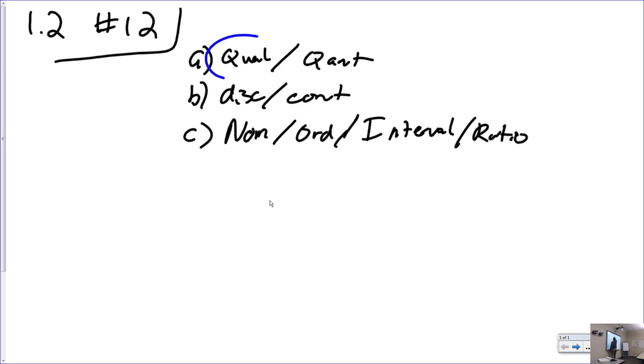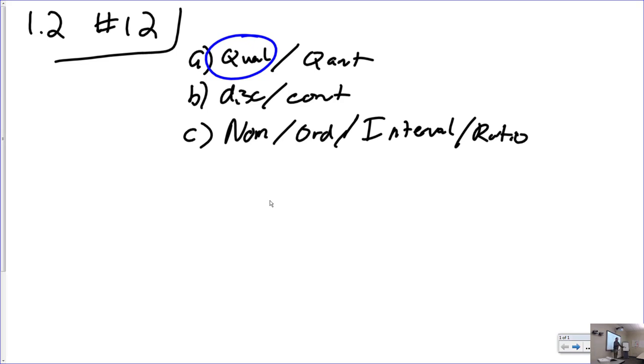Qualitative. Why? Because it's sizes, not numbers. Yeah, it's not a number. Now, what happens, though, if they were asking for the actual size of a t-shirt and the shirts were like size 0, size 2, size 4, size 6, size 8. Is that quantitative? No. Yes. No. Good question.